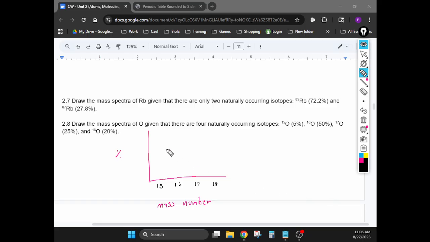All right, now let's do the y-axis. So let's start with the biggest one just so that we can have a frame of reference for it. So let's start with the 50%. Let's make that the highest one, 50%. Let's just label it 50%. Okay, and that's going to be occupied by oxygen 16. So we draw our bar going to 50%.